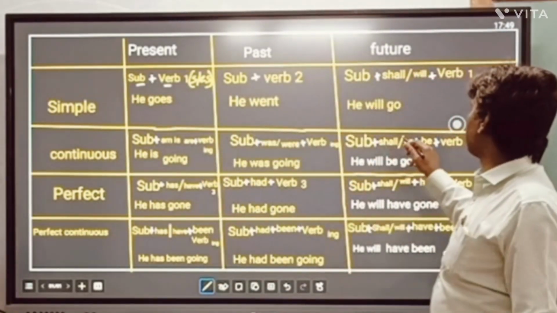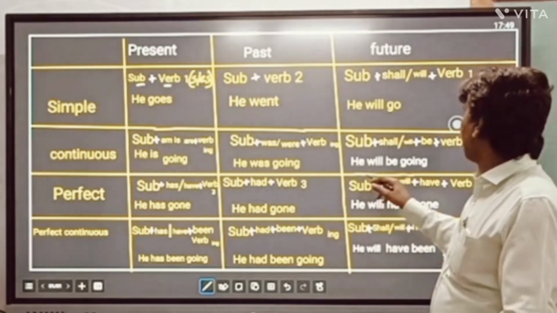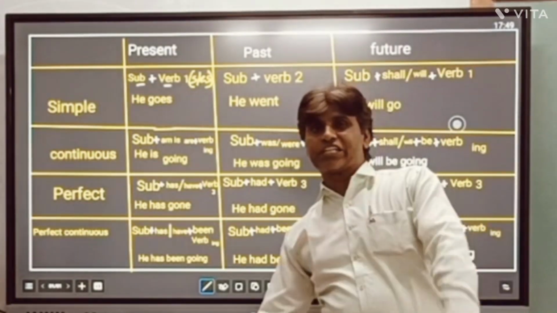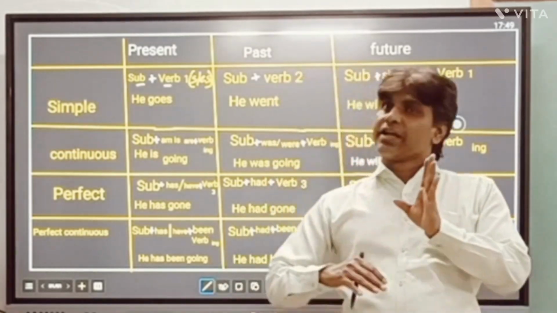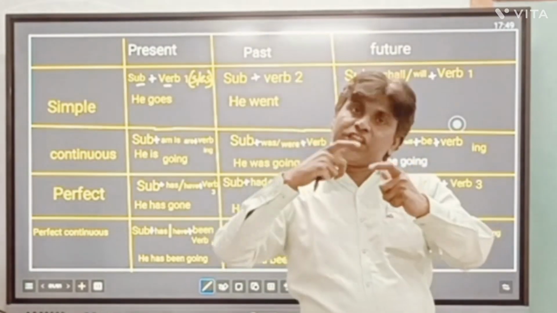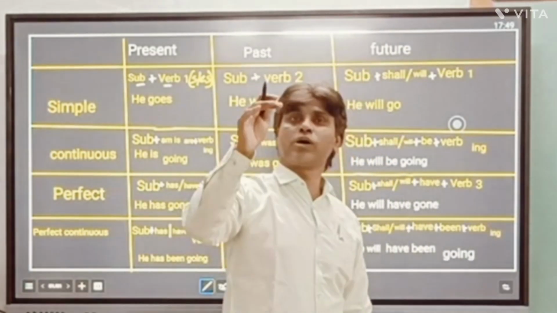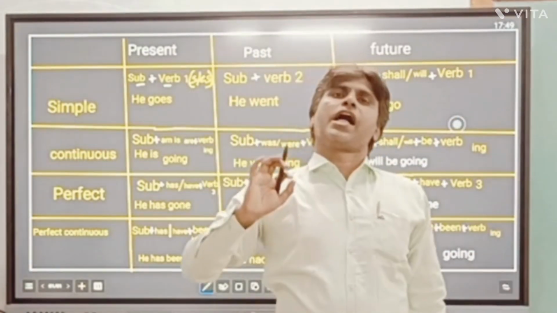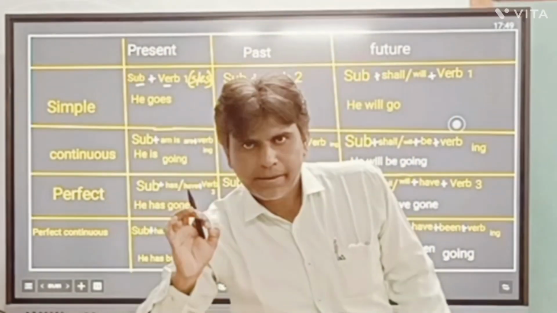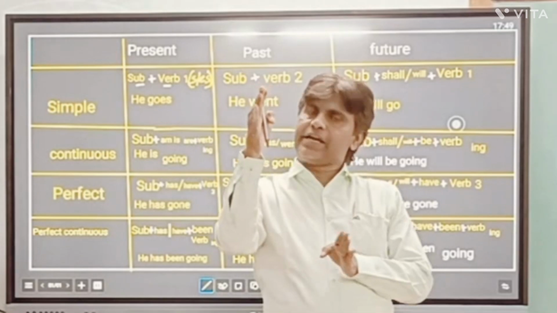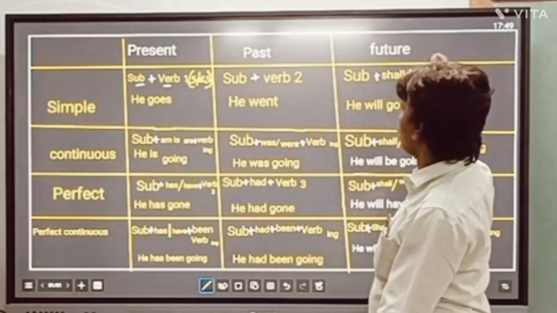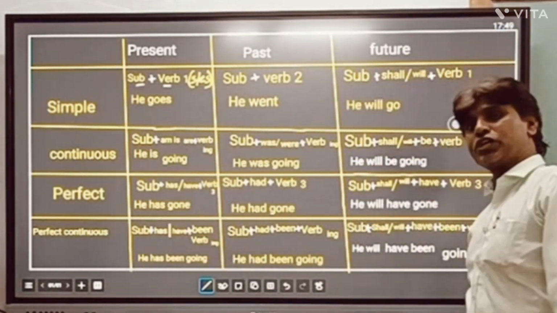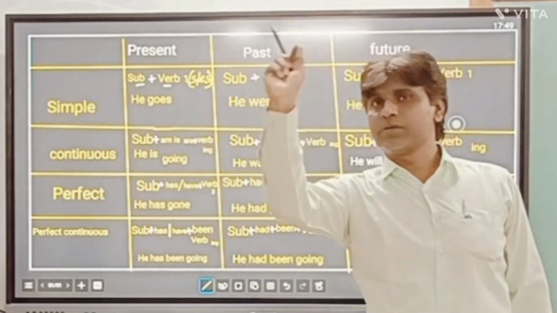Then future continuous tense: subject plus shall, will plus be plus verb ing. He will be going. Here be is added, right? Now when do we use future continuous tense? Future continuous tense is used to express an action in future that at a particular moment we think will be going on. So if I ask what you will be doing tomorrow at this time, you may say, I will be playing at this moment tomorrow, or I will be taking my dinner at 8 p.m. Right? So in future at a particular moment, if the action will be going on, we use future continuous tense.